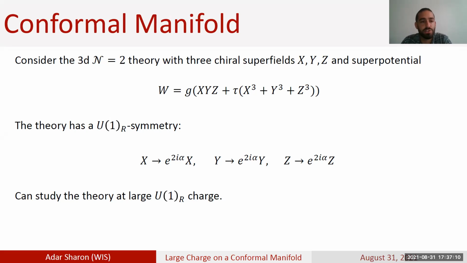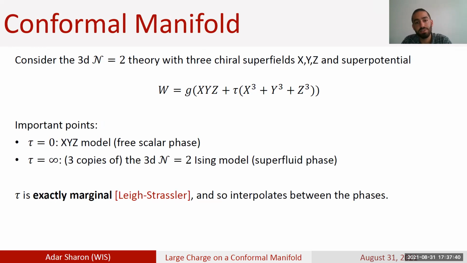Then we're going to consider the following 3D supersymmetric theory. We discuss an N=2 theory with 3 chiral superfields, X, Y, and Z, and the potential written down here. So we have the XYZ term, plus an X cubed term. This theory, for any value of tau and g, has a U(1)_R symmetry, which just rotates all three fields with the same phase. And so we can study the theory at large U(1)_R charge.